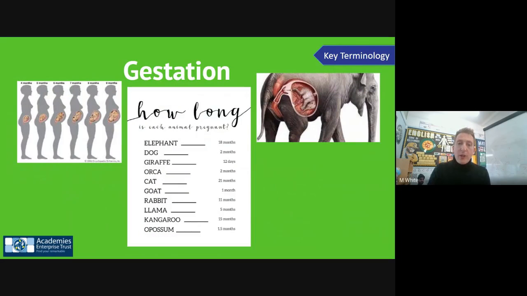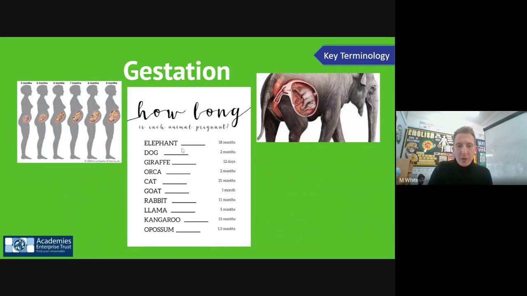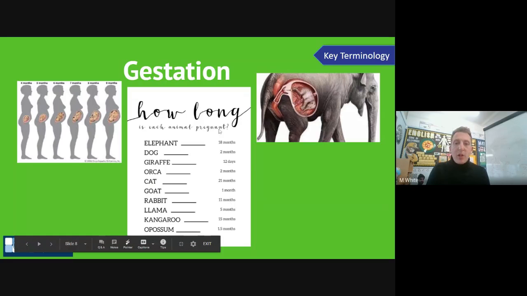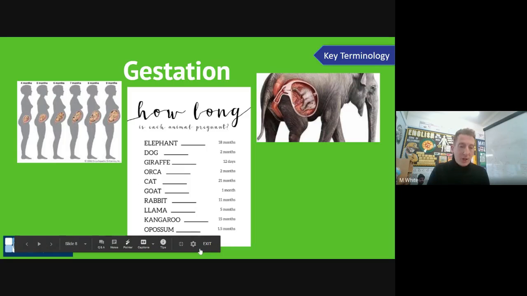Gestation, which is all to do with young growing into obviously babies in this instance. So we've got a baby growing inside the mother's stomach. We've got an elephant baby, and then you've just got a few facts about the gestation period for different animals. So you should see there things like a giraffe. It only takes 12 days for a giraffe to be born. If you've ever had a puppy, you'll know that the adult dog is pregnant for 2 months. So you've just got a bit about gestation periods.